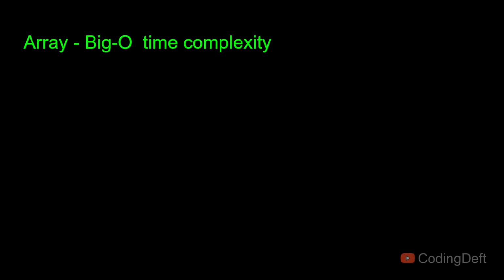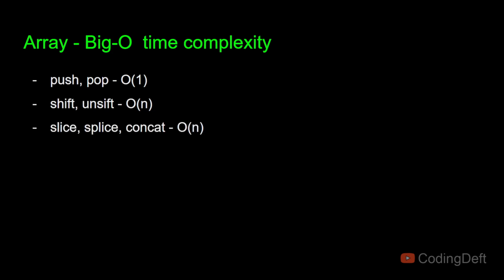Let us see the big O time complexity for these array functions. First is push and pop. We push and pop to or from the end of the array, so we don't modify the existing elements in the array. So it has a constant time complexity. Next is shift and unshift. In both cases, we modify the indexes of all the elements in the array. So we have a linear time complexity.